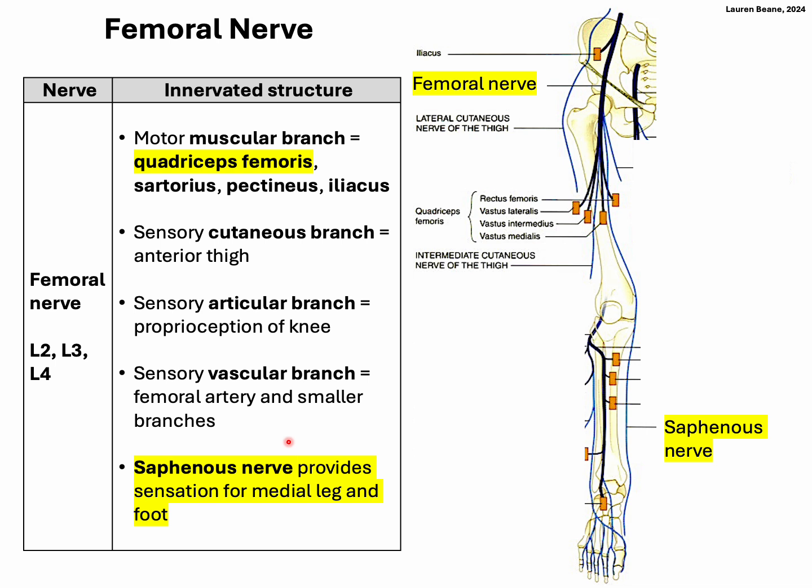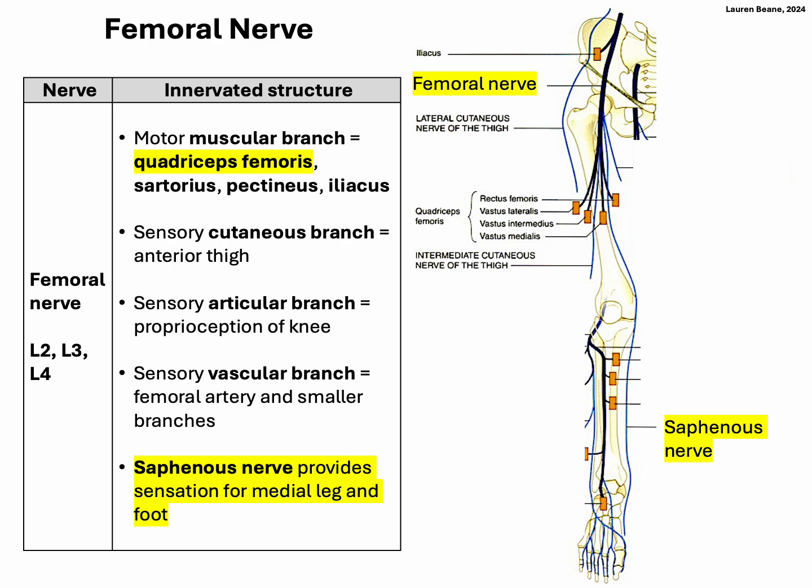One of the most significant branches is the saphenous nerve, which provides sensation for the medial leg all the way down the leg and even to the foot. So make sure you understand how there's like this major motor branch, especially to our quadriceps, right? That's a big one. And then there's a lot of sensory here as well.